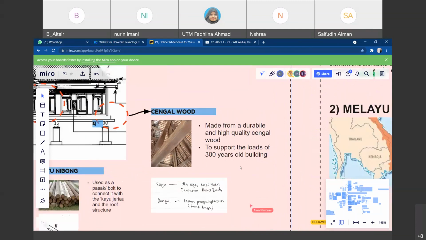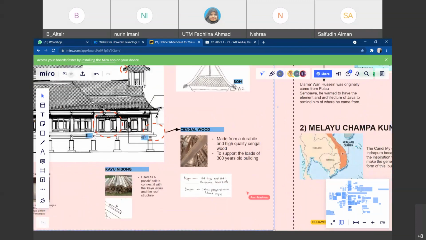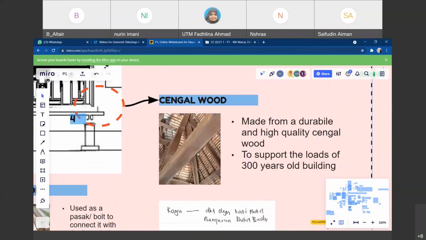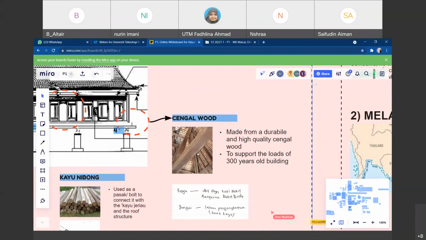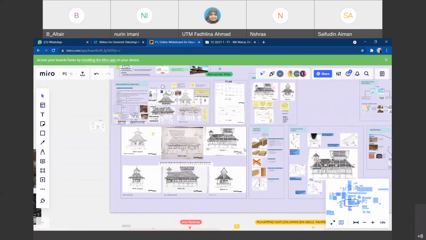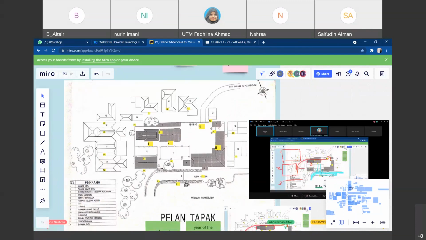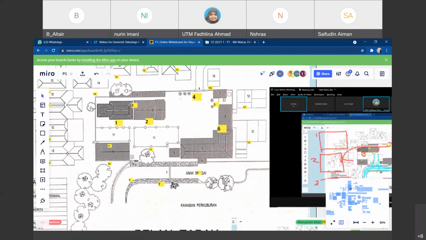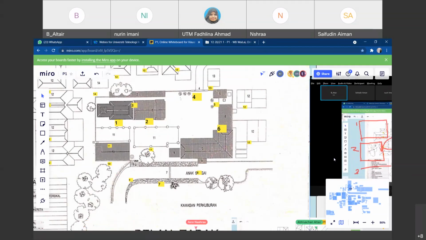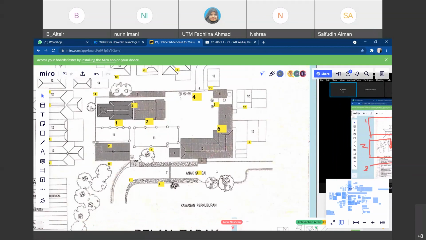Also, I read in the Kalam, the information that they got from the Kalam, that the reason why they use chengal wood is because it was easier to get at that time. If you can see from the Pelan Tapak, it's near the area. They got many types of chengal wood there. And how they carried the chengal wood was by the anak sungai. They moved the chengal wood from its exact place using the anak sungai instead of any transportation, and that's how the chengal wood was transferred from the original place to the site.